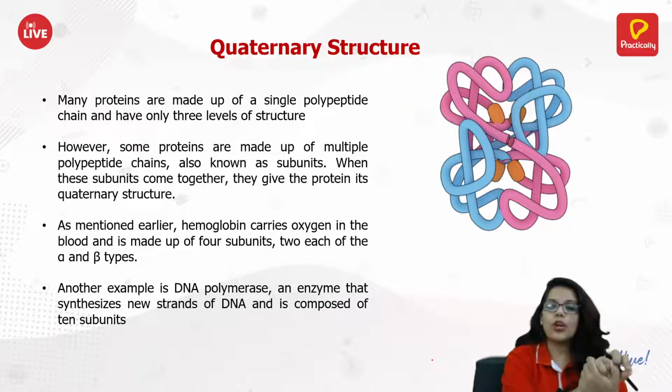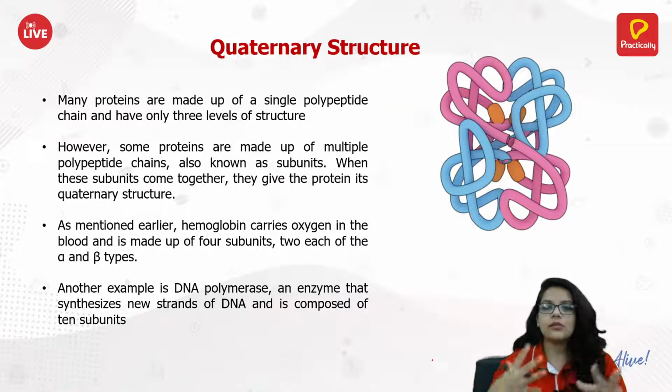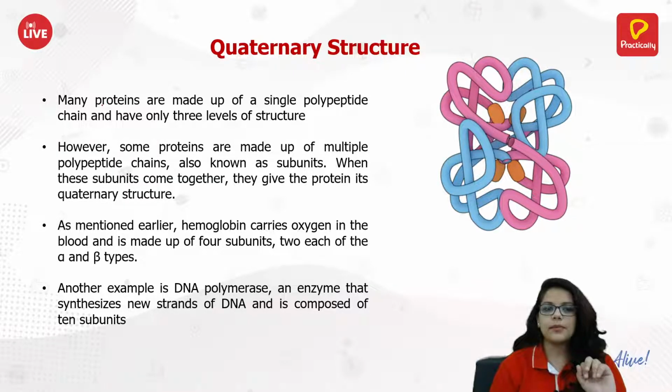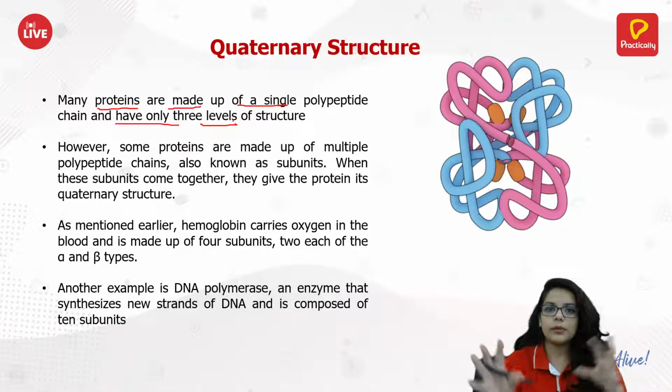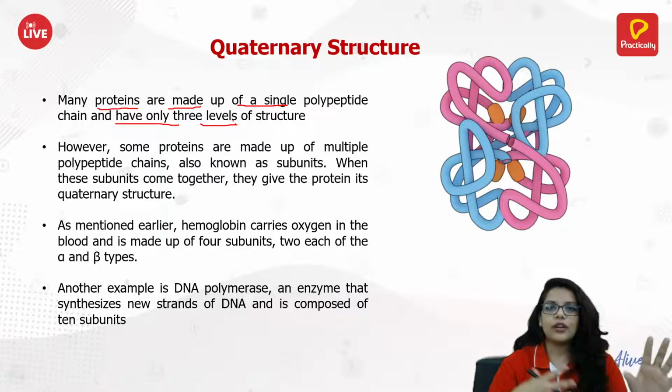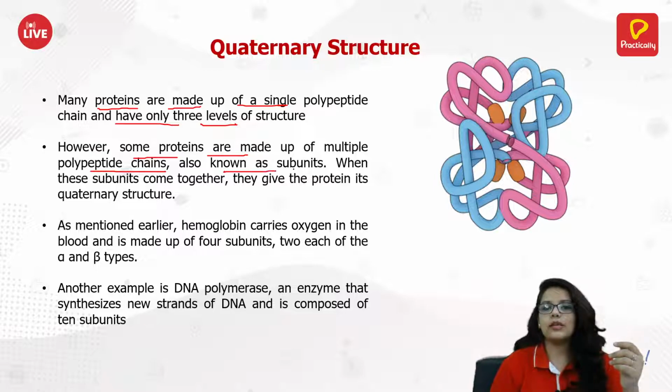Now finally, quaternary structure. This is also simple, but it is made to look a bit complicated. Many proteins are made up of a single polypeptide chain and have only 3 levels of structure. One after the other, polypeptide chains are made, and on that polypeptide chain, you make some alpha helices and beta pleated sheets. However, some proteins are made up of multiple polypeptide chains known as subunits. These subunits come together and form the quaternary structure.